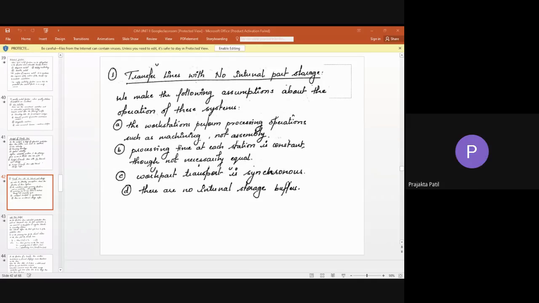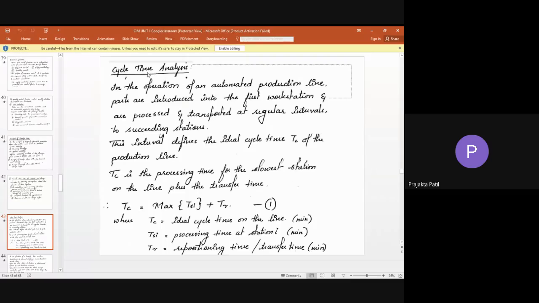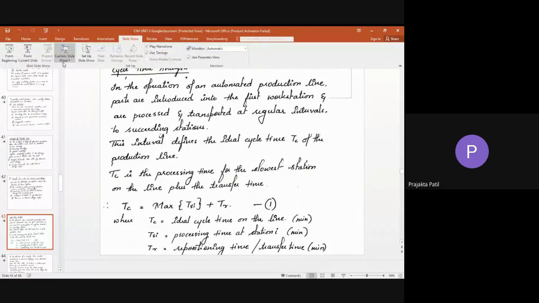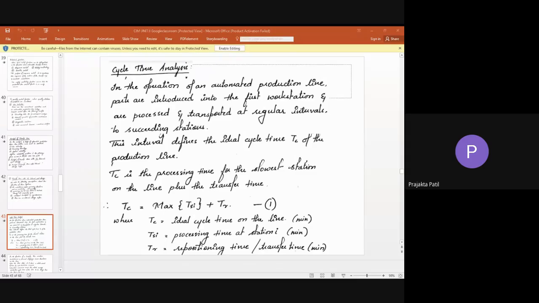Ma'am, slide TC is not changed. Yes, ma'am. Visible. Okay. The complete slide is visible, no? Cycle time analysis. Yes, ma'am. Cycle time analysis visible.